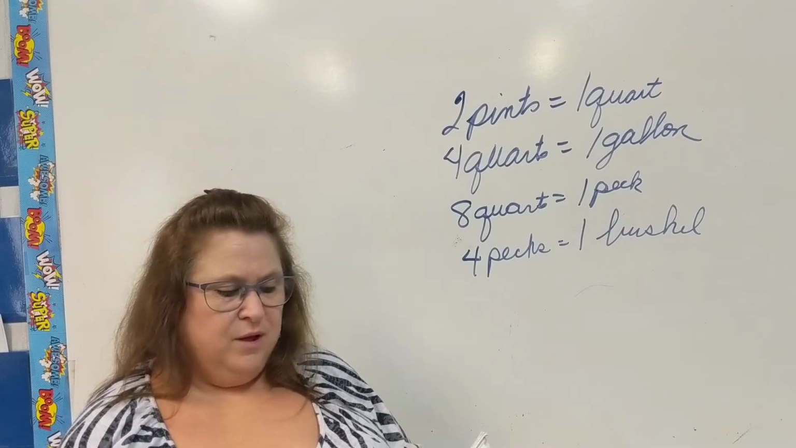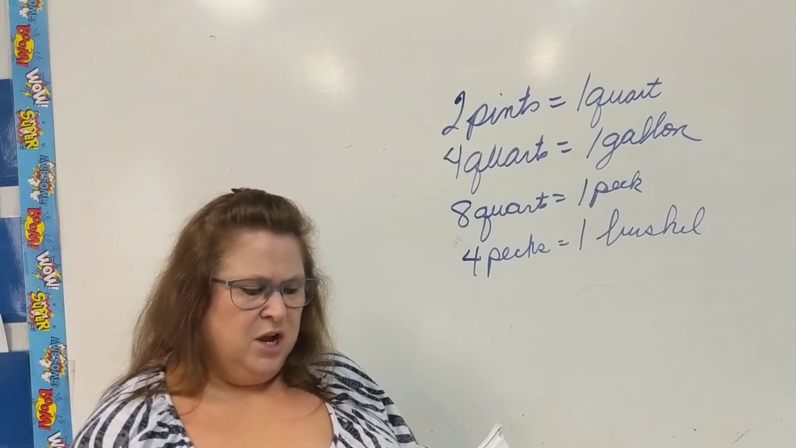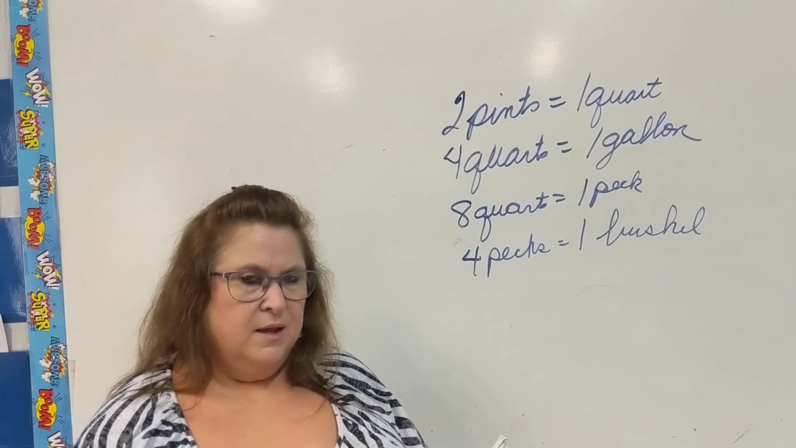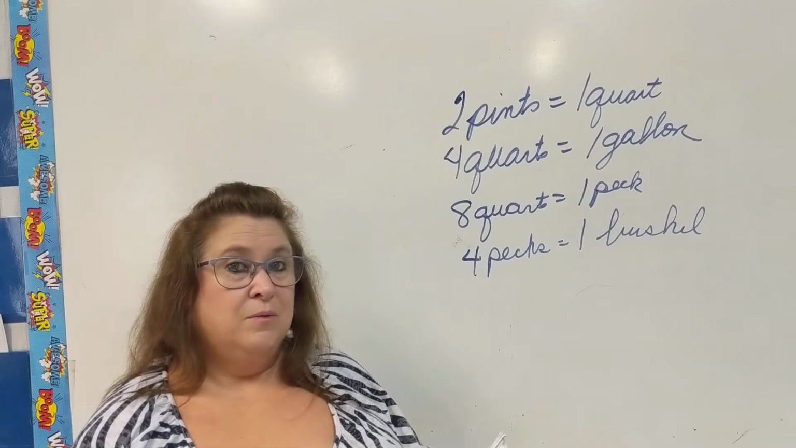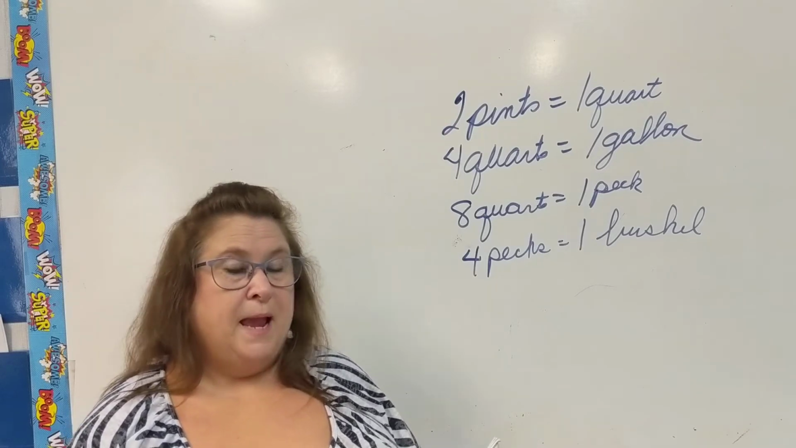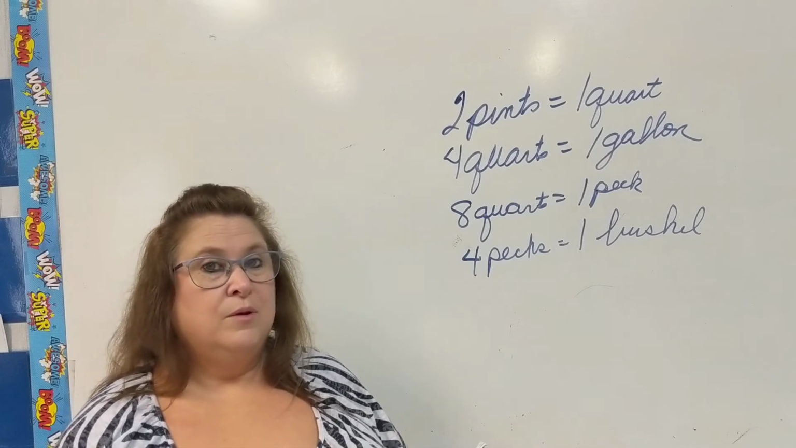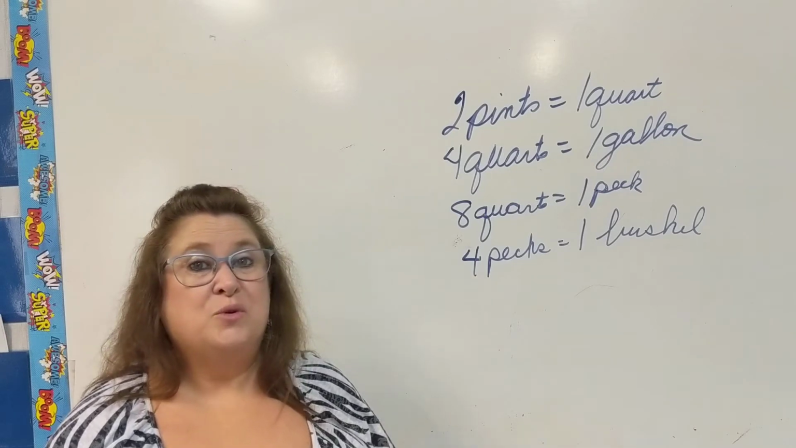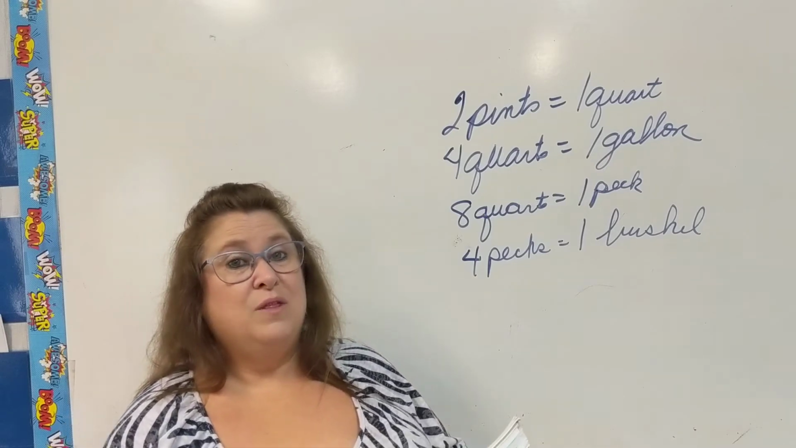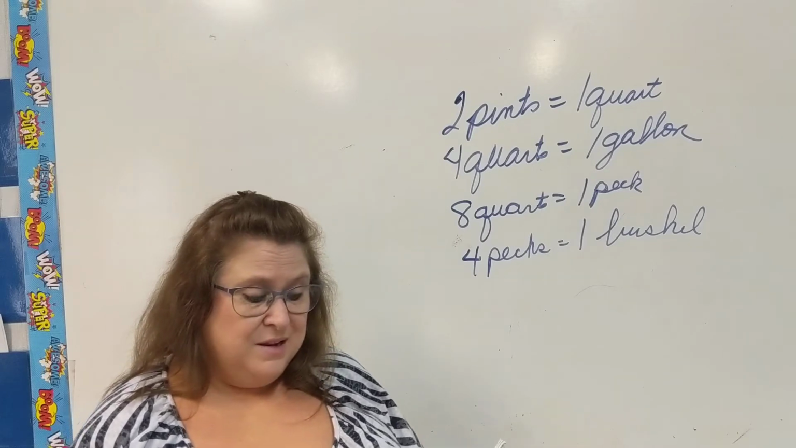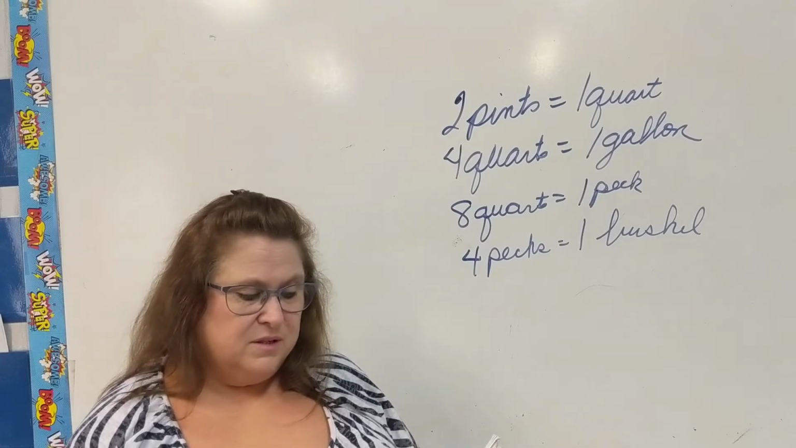Letter F, 1,706 yards equal 1 mile? Think about that one. How many yards equal a mile? 1,760, not 1,706. So that is incorrect. Circle it. Make the buzzer sound.